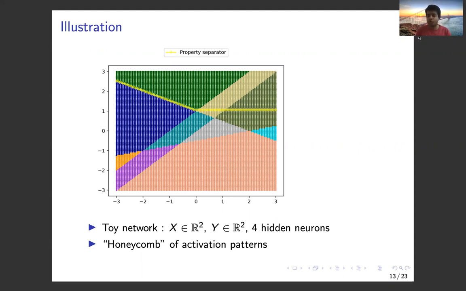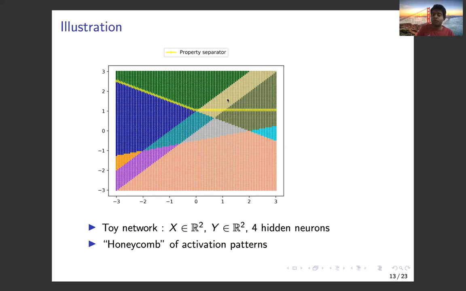So we took a toy network which had 4 hidden neurons, 2 input dimensions and 2 output dimensions, and let's say the outputs are y0 and y1, and we plotted the activation pattern for different input points, and we can observe the convex regions for different activation patterns, which are like honeycomb structures. Then we have a property line which signifies the decision boundary between y0 and y1. So for all these input points, y0 is greater than y1.